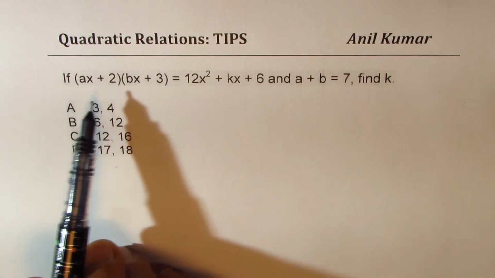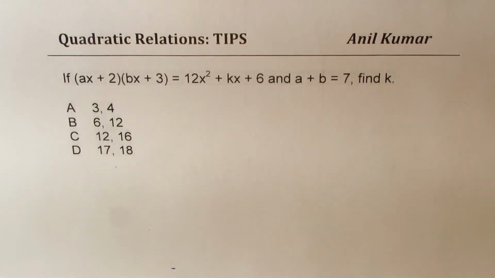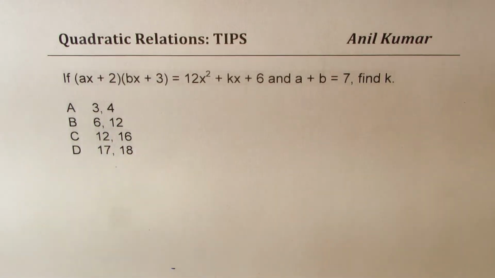If (ax + 2)(bx + 3) = 12x² + kx + 6 and a + b = 7, find k. Find the value of k. We are given 4 choices. The value of k could be 3 or 4, 6, 12, 16, 17 or 18. I'd like you to pause the video, answer the question and then look into my suggestions.